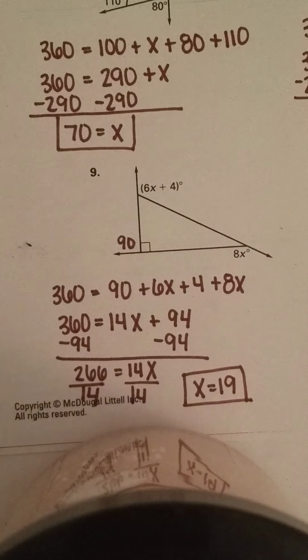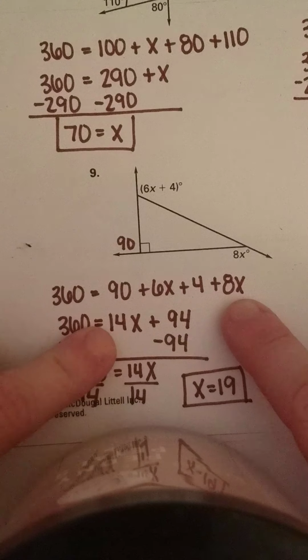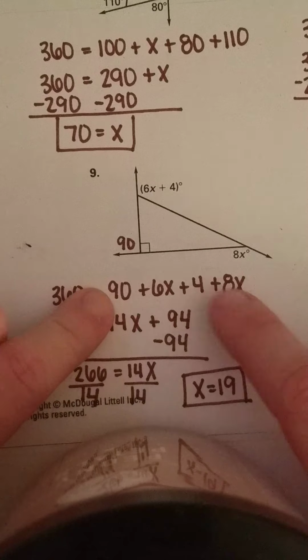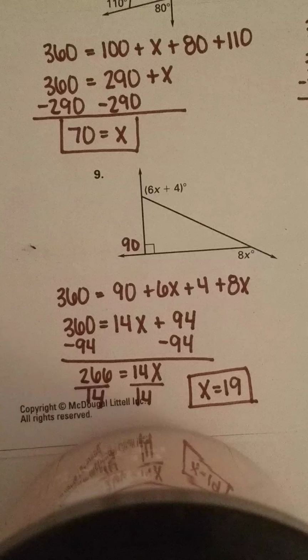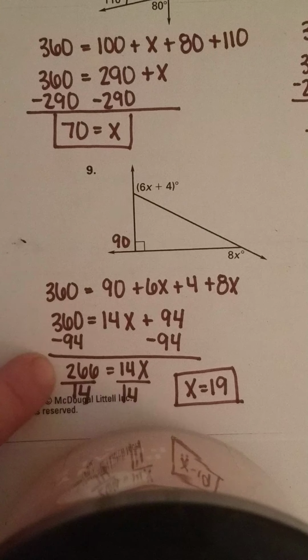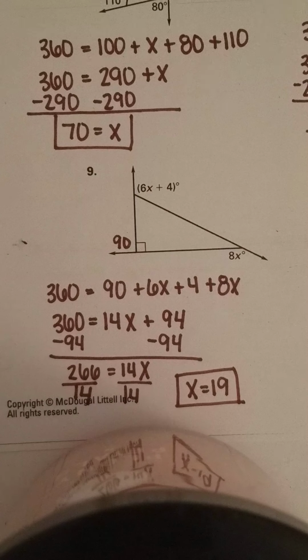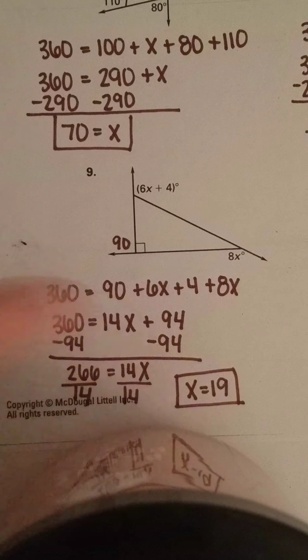So we got to start combining our like terms. So the 6x and 8x come together to make 14x, and the 9 and the 4 come together to make 94. We want to get the x by itself, so we subtract away the 94. You're left with 266 equals 14x, but I just want 1, not 14. So you divide both sides by 14, and so x equals 19.